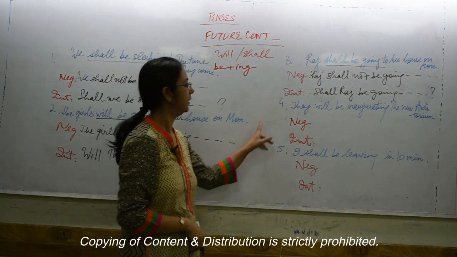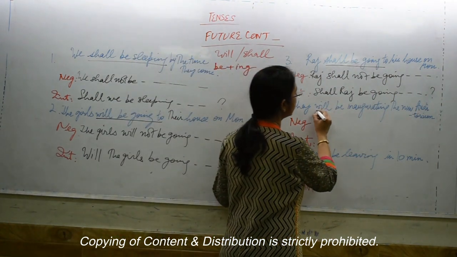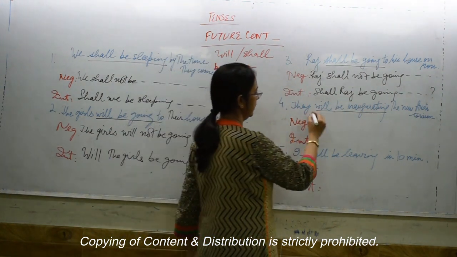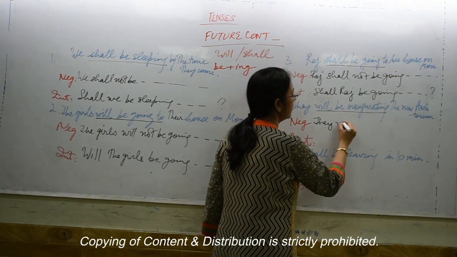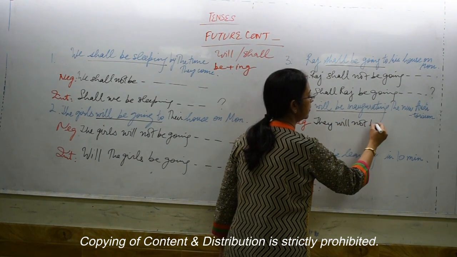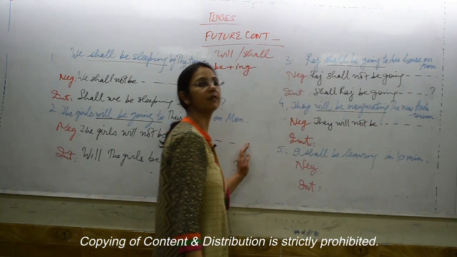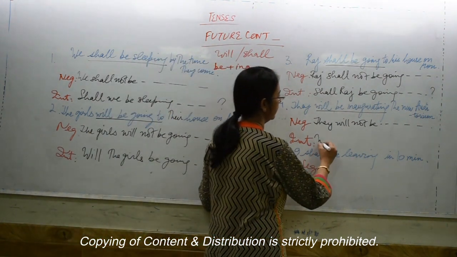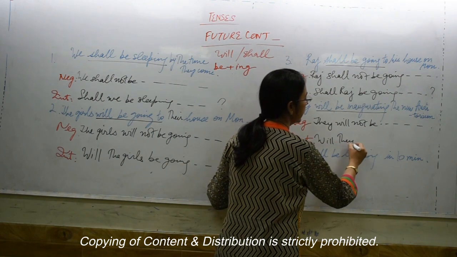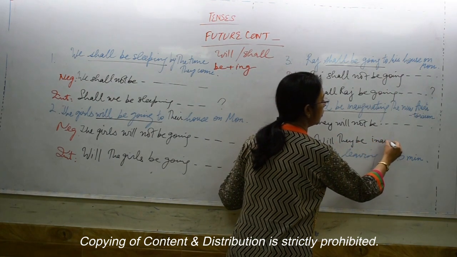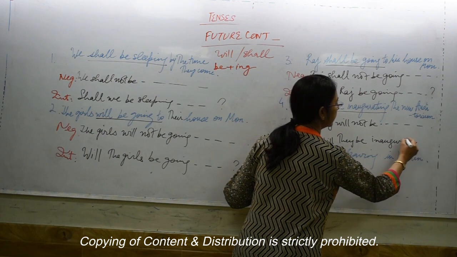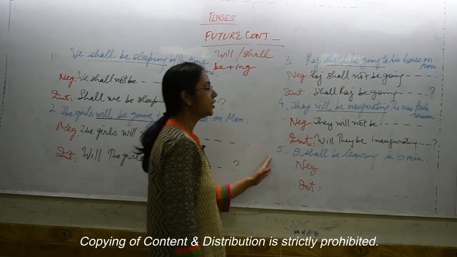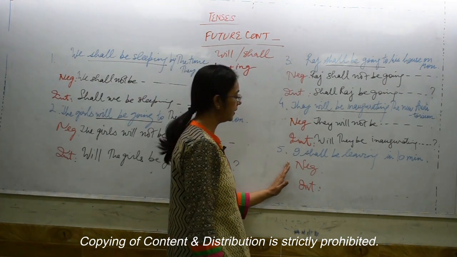Question mark. They will be inaugurating the new auditorium. Negative: they will not be inaugurating the new auditorium. Interrogative: will they be inaugurating the new auditorium?